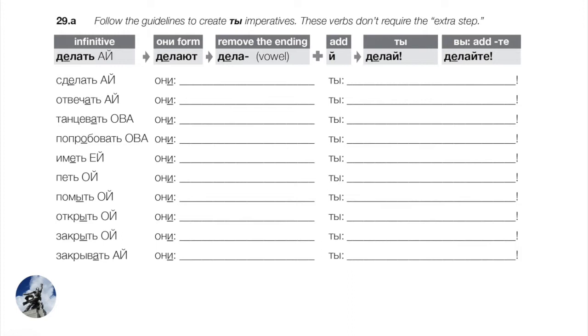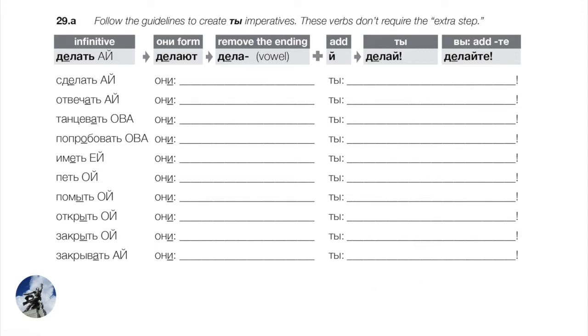So if we do this step by step, we would get они сделают, drop the ют, add й краткое, and we get ты сделай. Okay, so because the вы form is so easy, we're not really maybe going to give that with every example. Just simply add те, right? So to сделай, you'd add те and get сделайте. Again, there are no exceptions to that rule. Okay, let's take отвечать, another И verb. Они отвечают, drop the ют, we're left with а, that gives us отвечай.